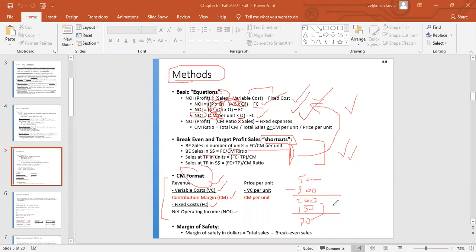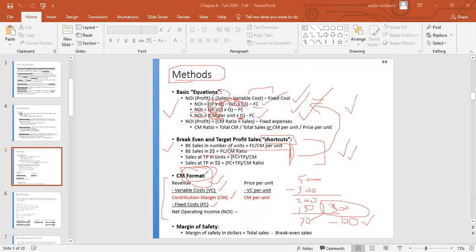It cannot be 300, because 200 minus 300 would be minus 100. Now, if your net operating income is minus 100, then this means that fixed cost is 300, right? So it's that easy. Same thing for everything else. So this is why I strongly recommend that you use this format. Of course, you need to know this too, because it depends how the question is phrased and set up.